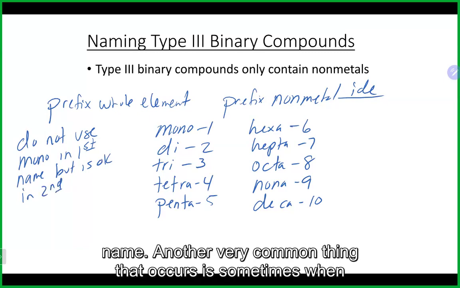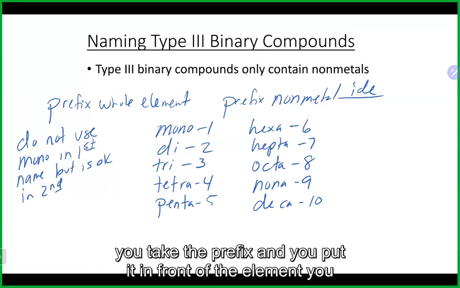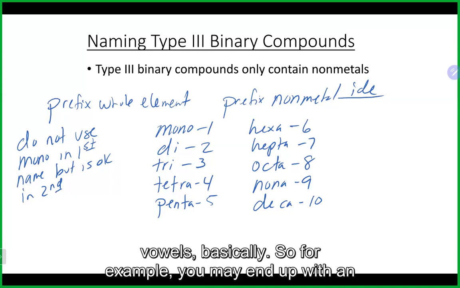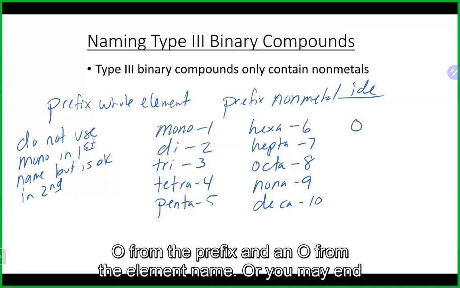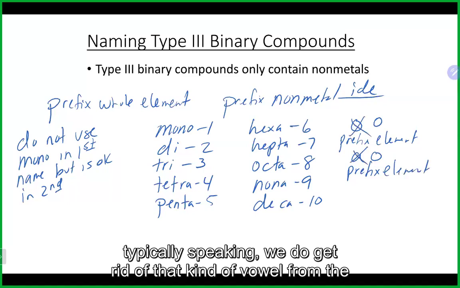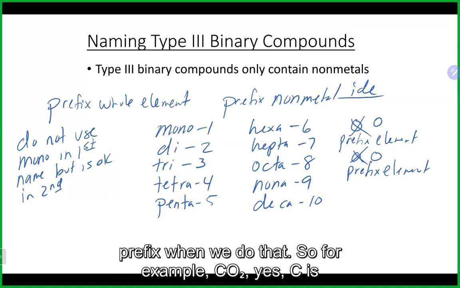Another very common thing that occurs is sometimes when you take the prefix and you put it in front of the element, you will end up with two vowels that come together, back-to-back vowels, basically. So, for example, you may end up with an O from the prefix and an O from the element name, or you may end up with an A from the prefix and an O from the element name. And typically speaking, we do get rid of that vowel from the prefix when we do that.